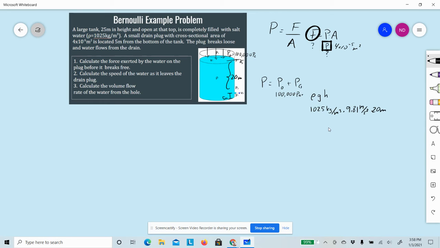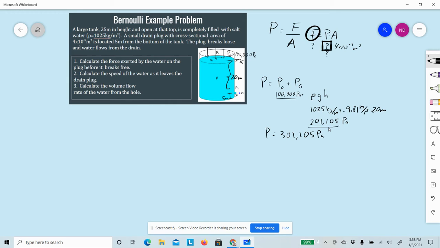So you grab your calculator, you multiply 1025 by 9.81 by 20, you get 201,105 pascals. So the pressure equals that plus that, 301,105 pascals. That's not quite the answer.